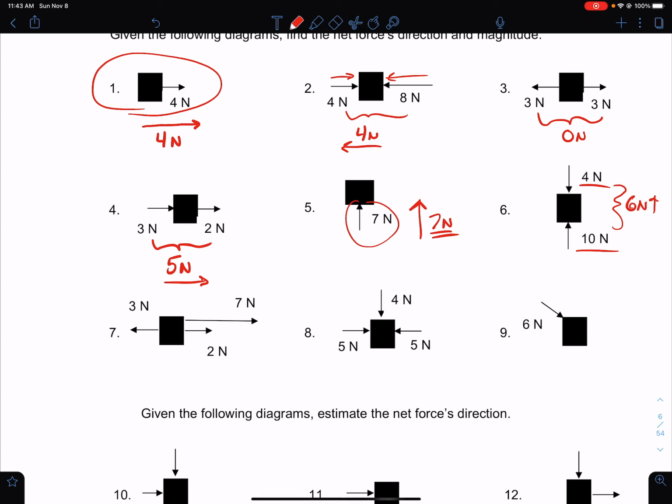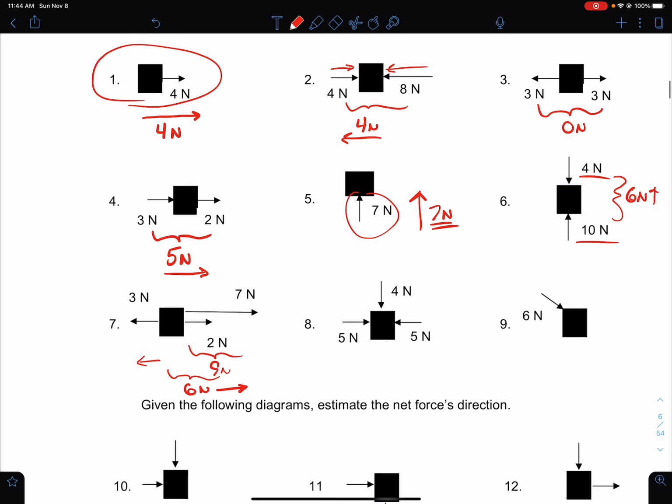Number 7, if we add up the two forces on the right side, you have 9 newtons worth of force. 3 newtons is acting against that. So your sum or your net force, since they're acting in the opposite directions, you go 9 minus 3, you've got 6 newtons worth of force. It's going to move this box to the right.